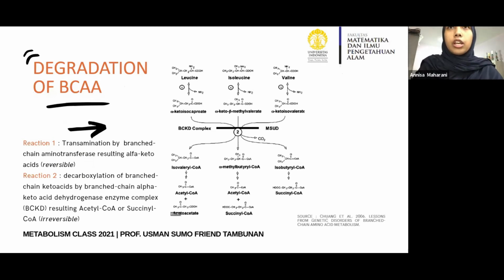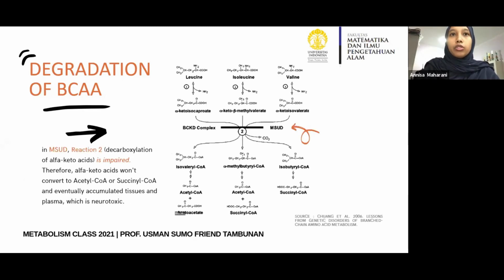Okay, this picture shows how BCAAs normally break down. Notice that there are 2 main reactions involving 3 different compounds: amino acids, alpha-keto acids, and acetyl-CoA derivatives. Reaction 1 is transamination, in which the amino group is eliminated from the amino acid by branched chain aminotransferase, resulting in alpha-keto acids. On the other hand, reaction 2 is irreversible. It is the decarboxylation of branched chain keto acids by the branched chain alpha-keto acid dehydrogenase enzyme complex, resulting in acetyl-CoA or succinyl-CoA.